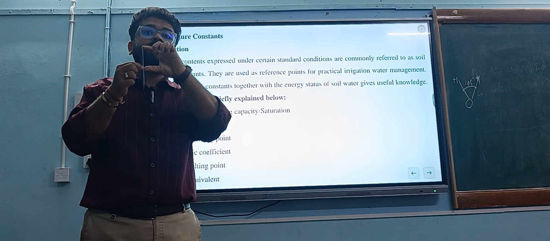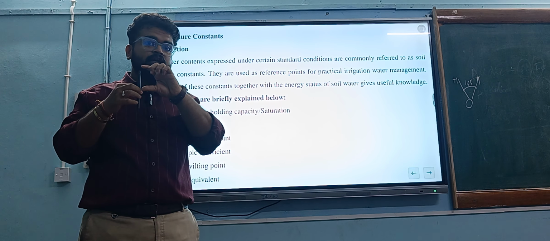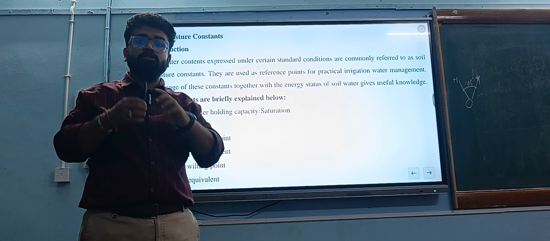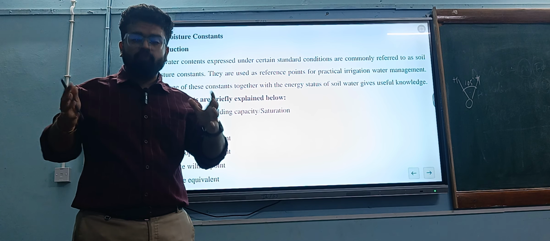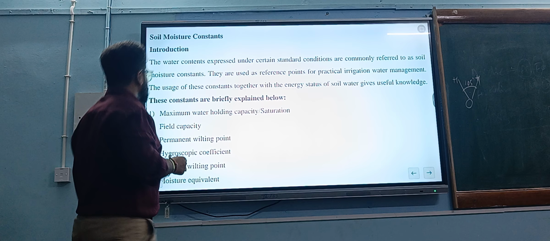Field capacity is a condition that occurs 2 to 3 days after the draining of water. This is a standard condition. Maximum water holding capacity is the condition of the soil when all the pores are filled with water. Such standard conditions we call soil moisture constants. There are 6 soil moisture constants.